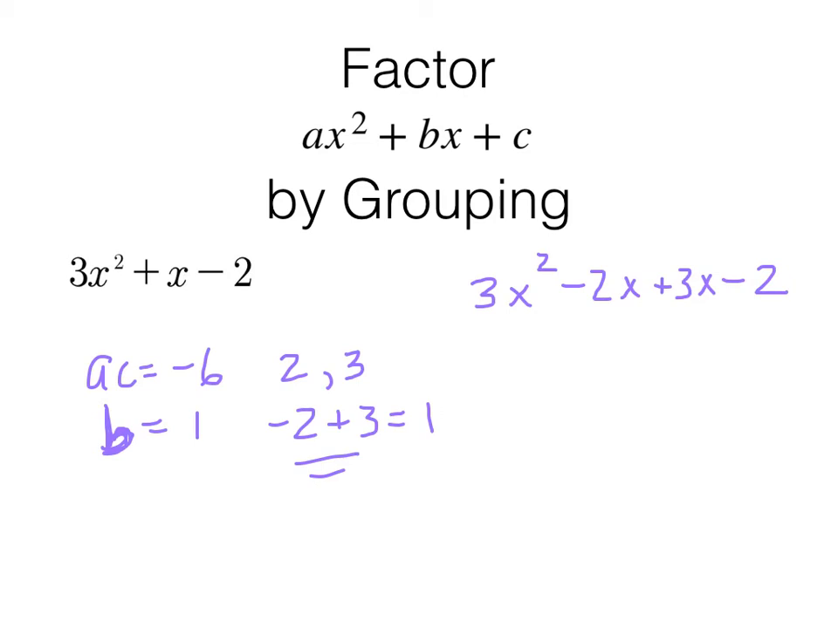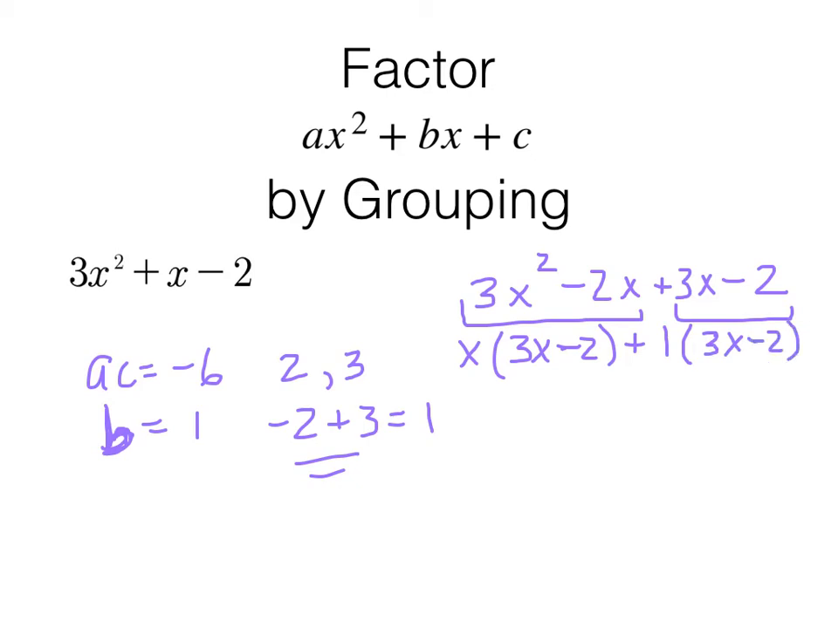Now you're going to GCF it. By that I mean you're going to find the GCF of each pair of terms. So the first one is x, leaving 3x minus 2. And the second one, well, they don't have anything in common, so you're going to put a 1 there, leaving 3x minus 2. Making your 2 products, x plus 1 and 3x minus 2.